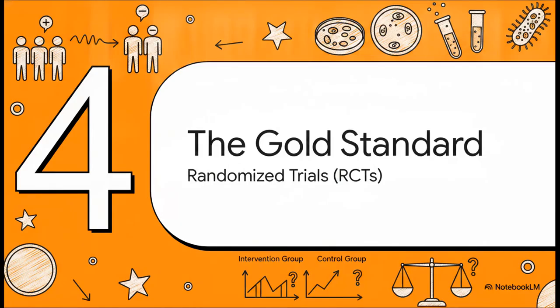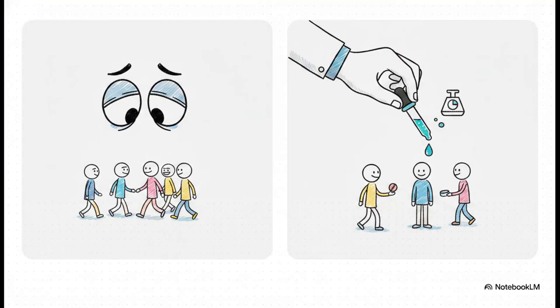Which brings us to number 4, the gold standard, randomized controlled trials or RCTs. Up to this point, every single study we've talked about has been observational. That means researchers are merely observing natural behaviors without actually intervening. But experimental studies, like RCTs, are entirely different. Here, researchers actively allocate and control the exposure or treatment to directly test a hypothesis.